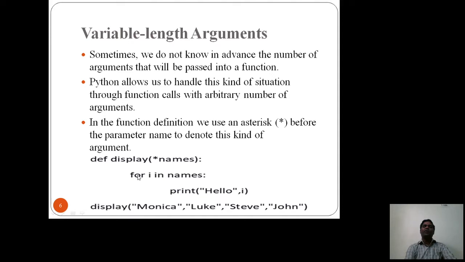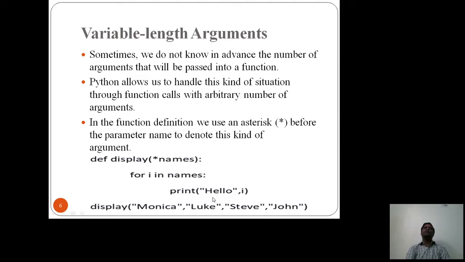Now I am taking a for loop, for i in names, and in each and every iteration one argument will be taken from names. Print hello, I am saying hello to i, which gets one value from names. I am passing a number of arguments here: Monica, Luke, Steve and John. So these four arguments will be stored in star names, and in each iteration it will get one name: Monica, Luke, Steve and John.